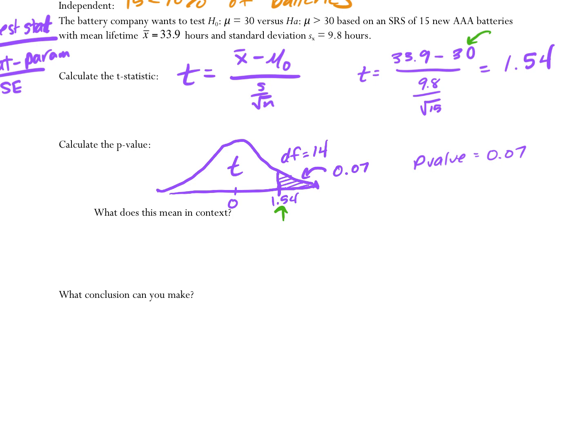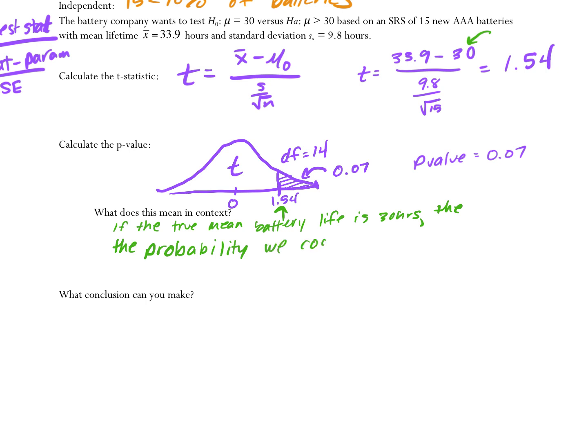So, if I want to interpret the p-value in context, I might say if the true mean battery life is 30 hours. Then the probability we could get a sample mean of, and what sample mean did we get?